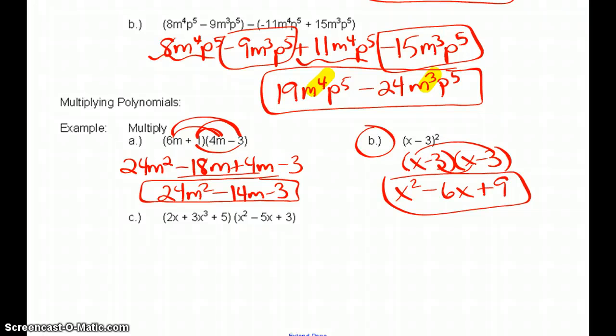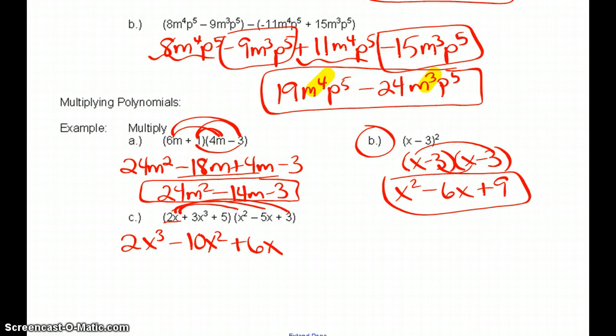Okay. This last one is a little bit longer because it's a trinomial times a trinomial. So I'm just going to make sure I distribute everything, and then I'm going to write it in standard form at the end. Okay. So I'm going to go ahead and distribute my 2x to everything. So I'm going to get 2x to the third, and then it gives me negative 10x squared, and then finally positive 6x.